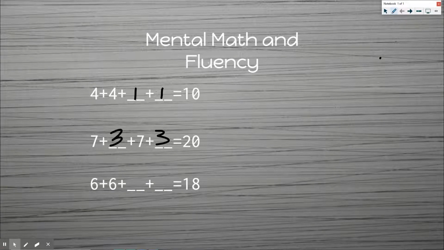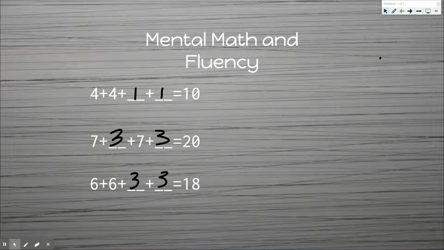And the last one, 6 plus blank plus 6 plus blank equals 18. What will go in those blanks should be the same number. You should have put 3. 6 plus 6 is 12. 3 plus 3 is 6. 12 plus 6 is 18.